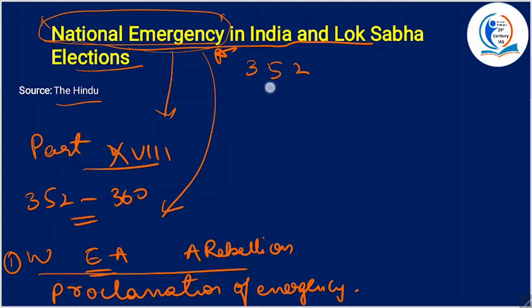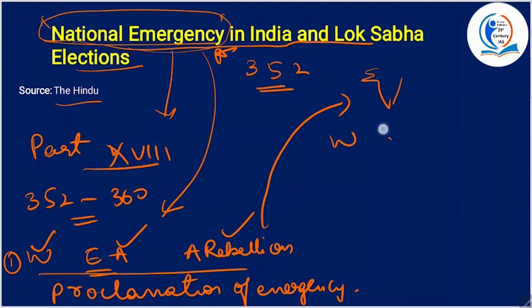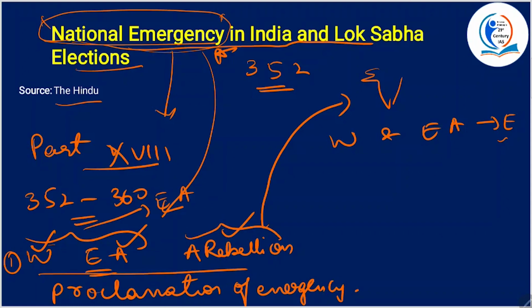Under Article 352, the President can declare a national emergency when the security of India, the whole of India or a part of it, is threatened by war, external aggression, or armed rebellion. When a national emergency is declared on the grounds of war and external aggression, it is known as external emergency. On the other hand, when it is declared on the grounds of armed rebellion, it is known as internal emergency. And this term armed rebellion was inserted by the 44th Amendment Act.